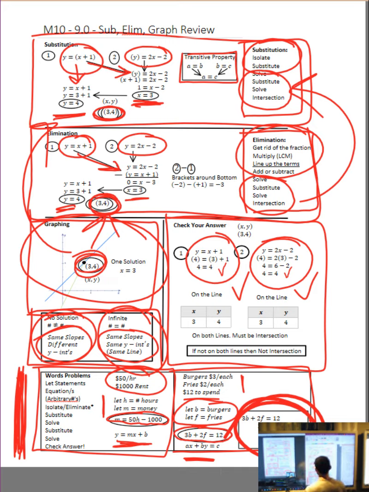Okay, so that's substitution, elimination, and graphing. Check your answer in word problems. So you can definitely go and take a look at the notes for the word problems, and definitely go and try some of the word problems. And let's go to grade 11.